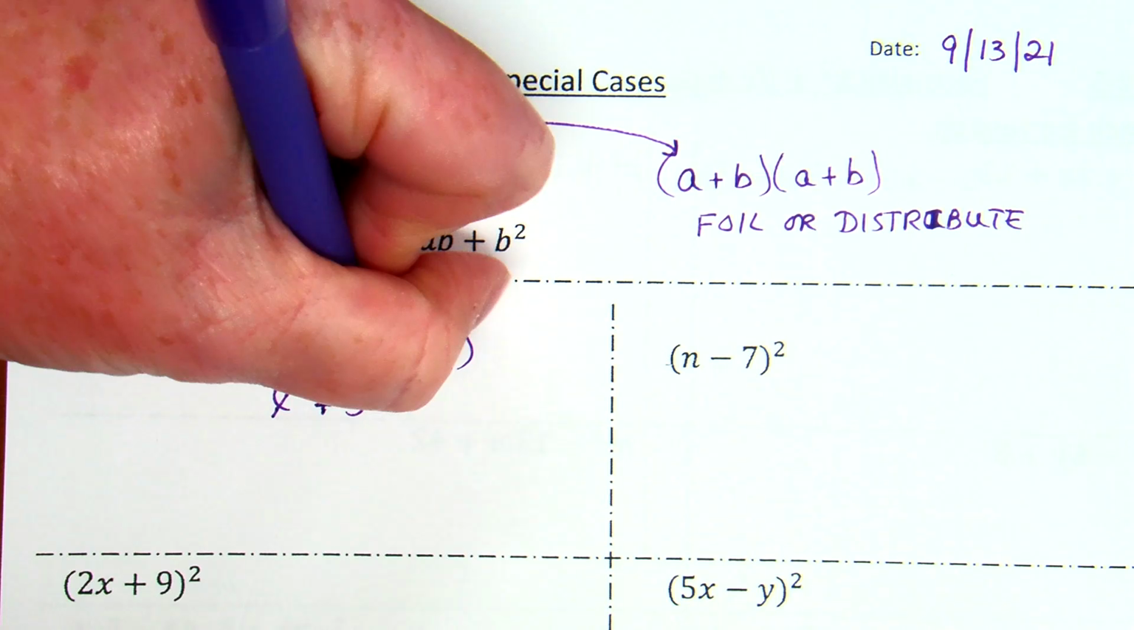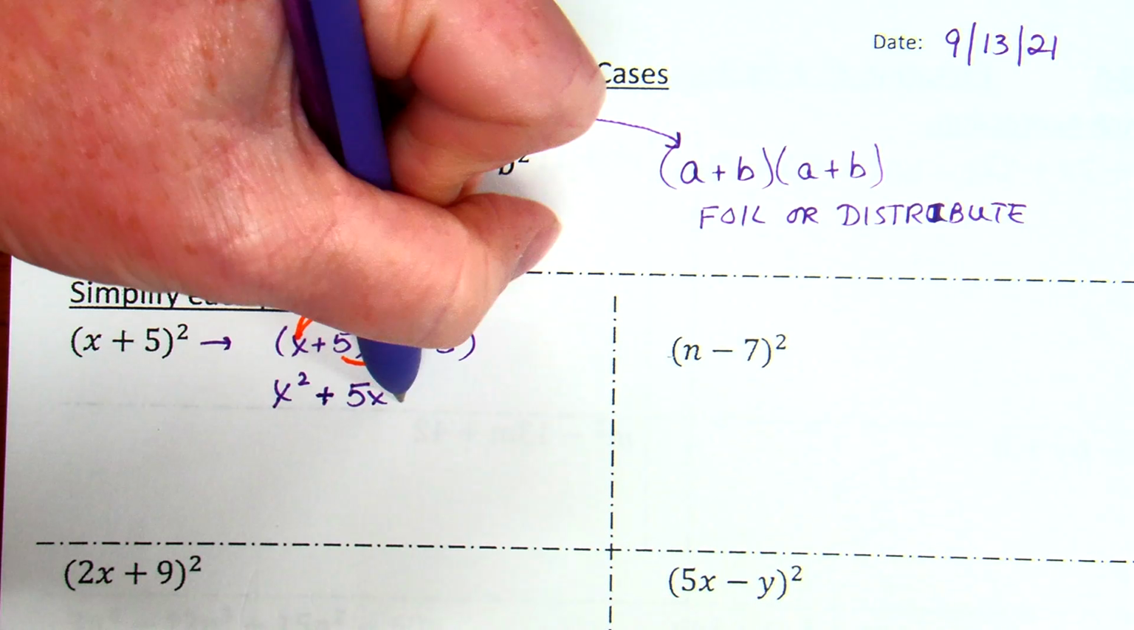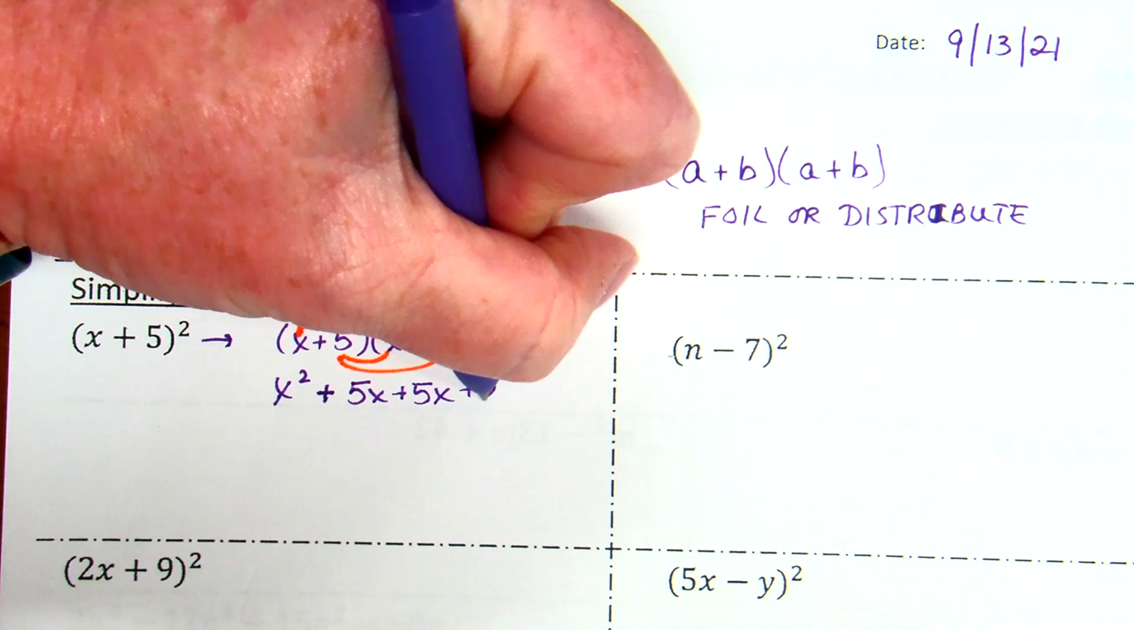So we did first, we did outside, or in other words, we distributed this first x. Now you can do inside, or you can distribute this 5. 5 times x, 5x. And then last. So we take the 5 times the one thing it hasn't been matched up with. 5 times 5 is 25. Just what I taught on Wednesday and Thursday, right?